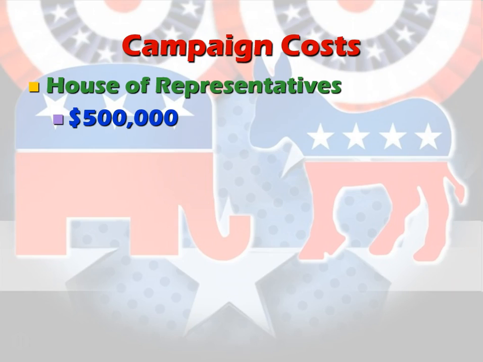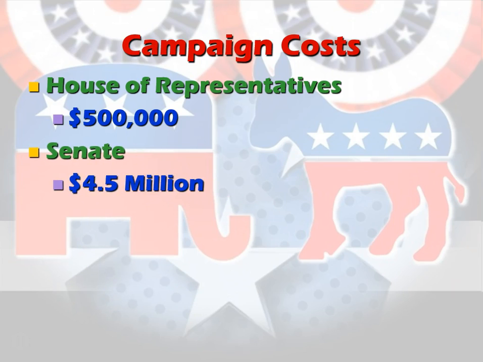In fact, the average cost to win a seat in the House of Representatives is about $500,000. Keep in mind the job pays under $200,000 a year. The average cost to win a seat in the Senate, $4.5 million. Again, the job pays under $200,000 a year.